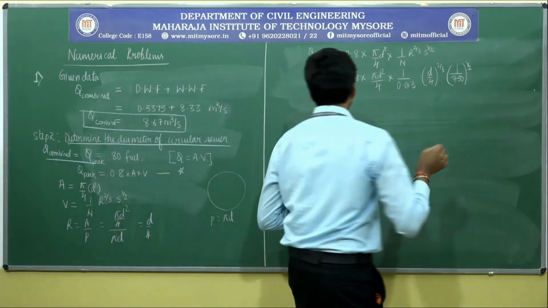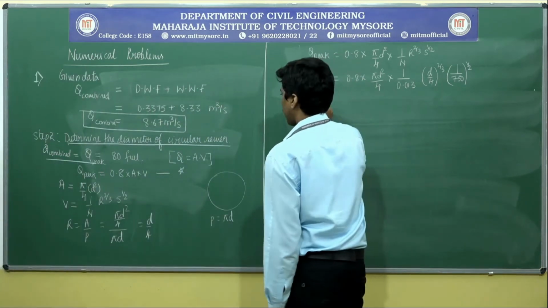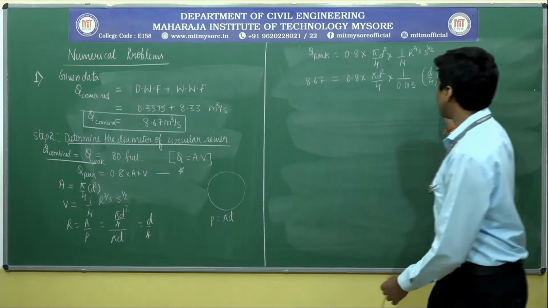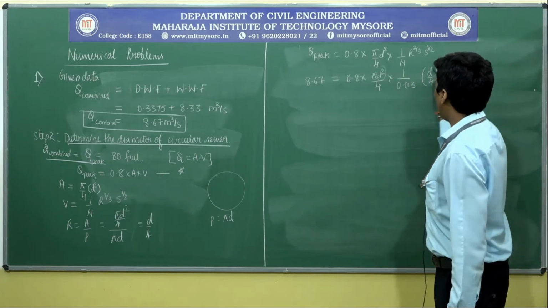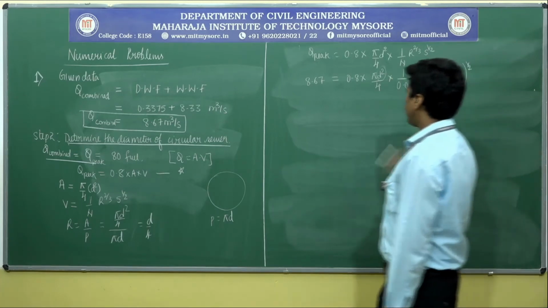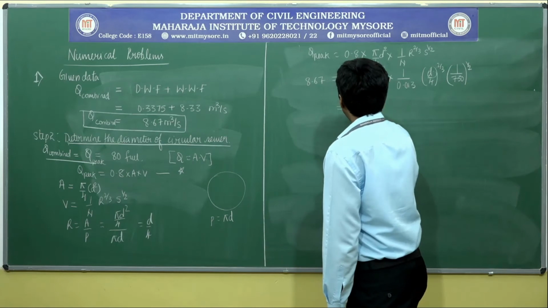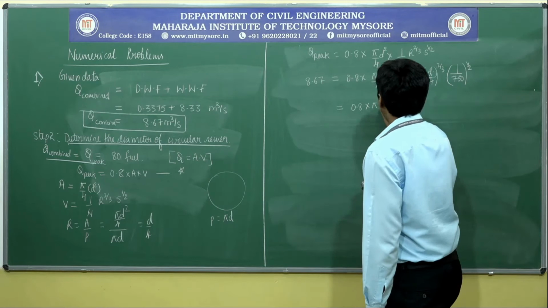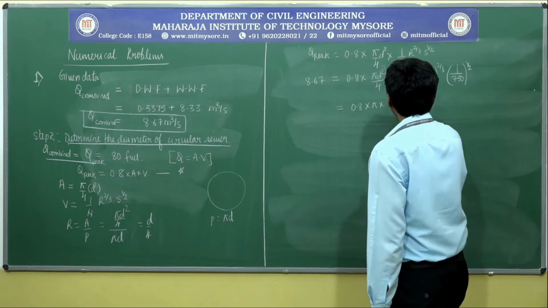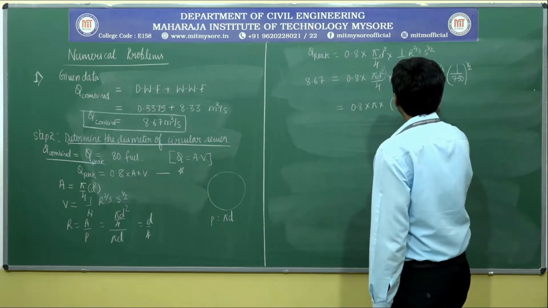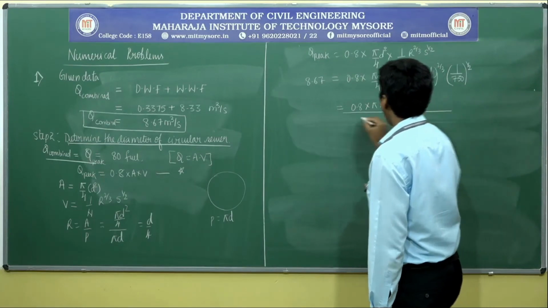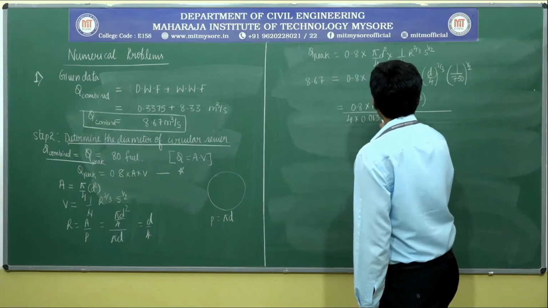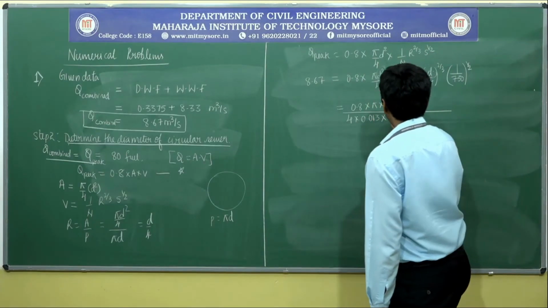Earlier, what we have taken for the consideration of the peak discharge is 8.67. The only term which is unknown is the value of D. Let me simplify further: that is equal to 0.8 into pi into d square into d to the power of 2 by 3. In the denominator you have 4 into 0.013 into 4 to the power of 2 by 3.